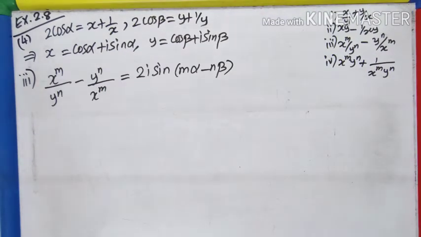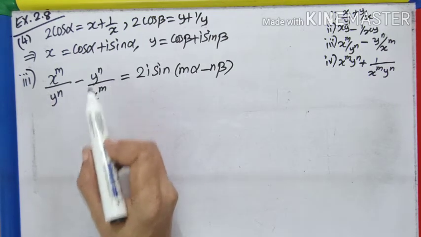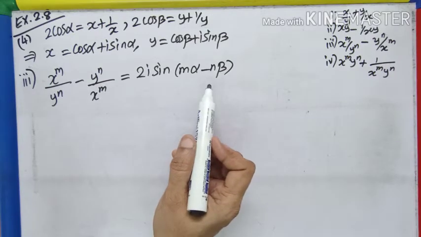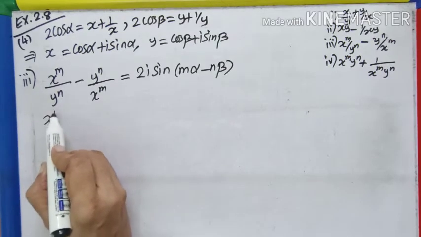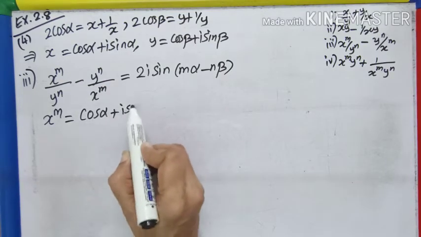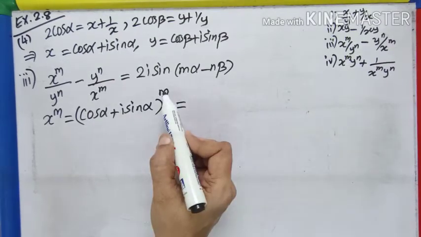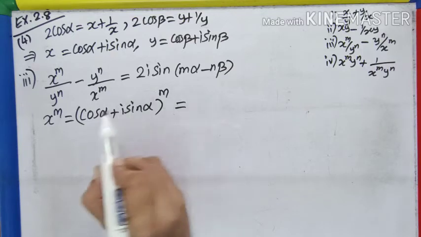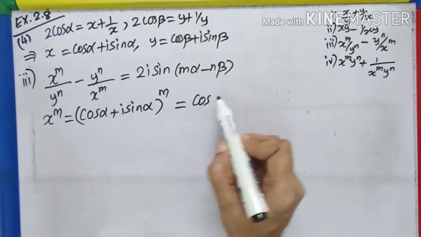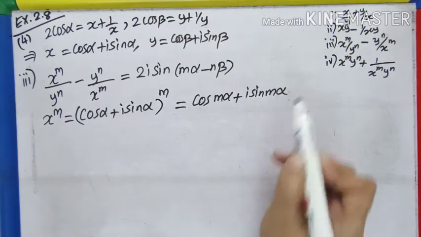Third subsection, x power m by y power n minus y power n by x power m equals 2i sine m alpha minus n beta. What is x power m? x is cos alpha plus i sine alpha, the whole power m. By Moivre's theorem, the power comes to the argument. So it is cos m alpha plus i sine m alpha.